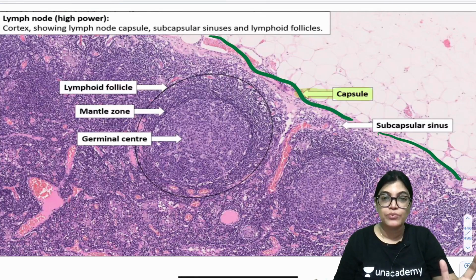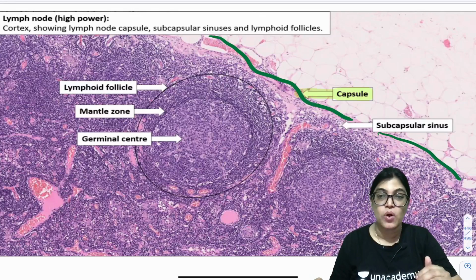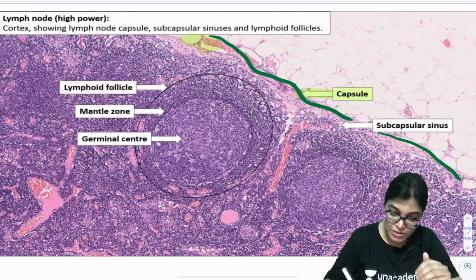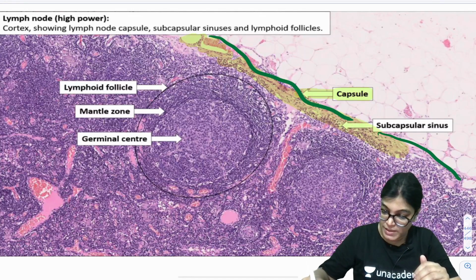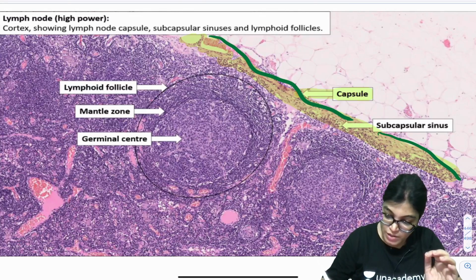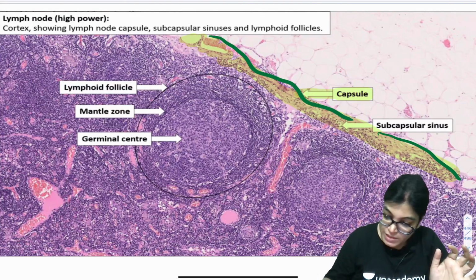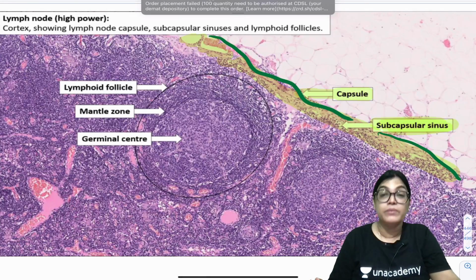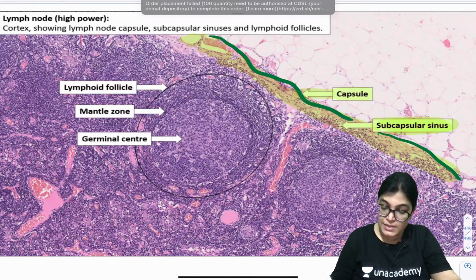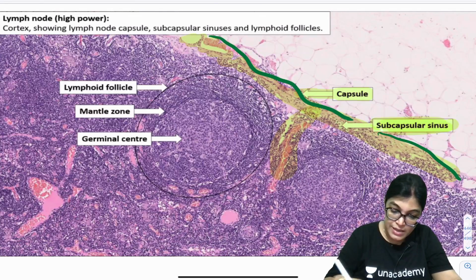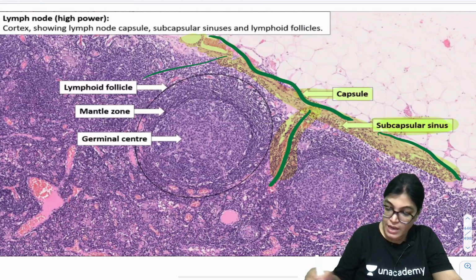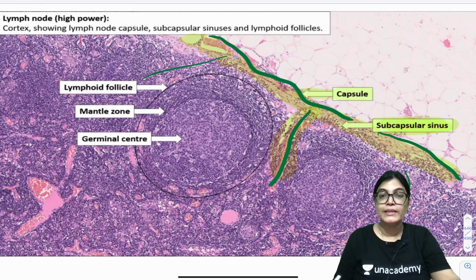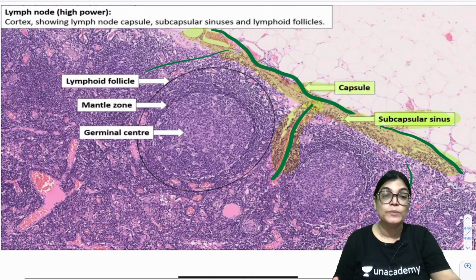One more important point, and it is again the characteristic feature for identification of the slide of lymph node, is that just below the capsule there is a space, and that space is called the subcapsular sinus. Can you appreciate this space which you are seeing? This is the subcapsular sinus. So there is a capsule, below it is the subcapsular sinus, then trabeculae are given inside, and they will divide the whole interior of the lymph node into cortex and medulla, lobes and lobules.